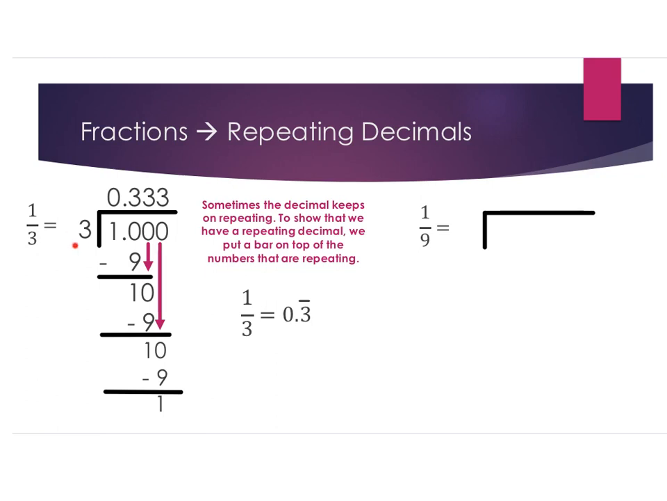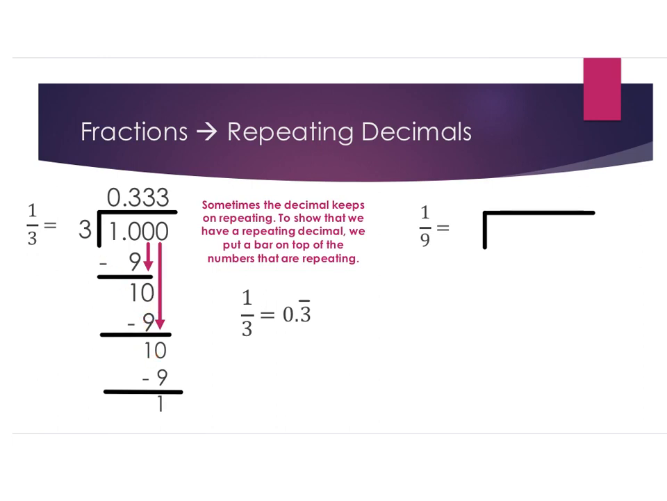So let's divide. Can 3 go into 1? No, it can't. Put a 0 there. Add another 0 and a decimal point. Can 3 go into 10? Yes, it can. 3 times. 3 times 3 is 9. 10 minus 9 is 1. And then I add another 0 and I bring it down. So now, can 3 go into 10? Yes, it can. 3 times. 3 times 3 is 9. 10 minus 9 is 1.